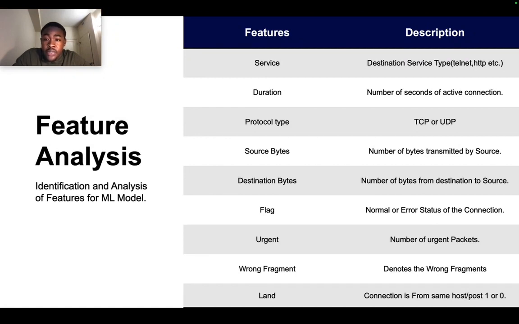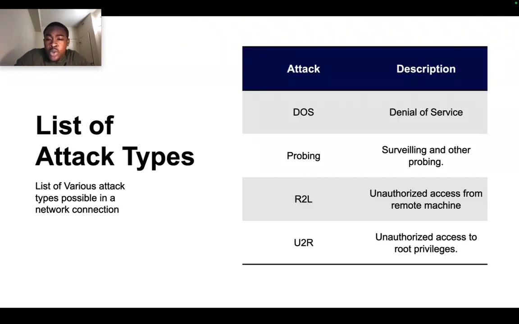So I'm talking about the identification and analysis of features for the ML model. The service, which is the destination service type; duration, the number of seconds of active connection; the protocol type, which is TCP or UDP; source bytes, which is the number of bytes transmitted by the source; destination bytes, the number of bytes from destination to source; the flag, which is the normal or error status of the connection; urgent, which is the number of urgent packets; the wrong fragment, which denotes the wrong fragments; and the land, which is a connection from the same host, 1 or 0.